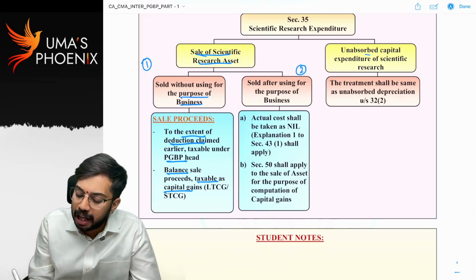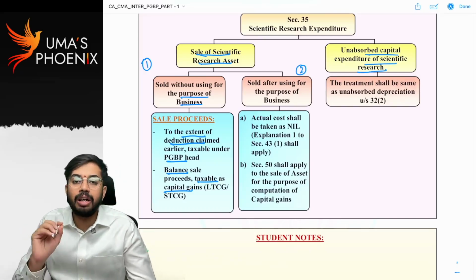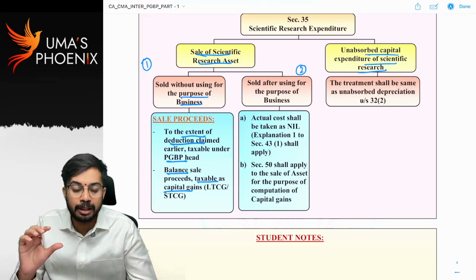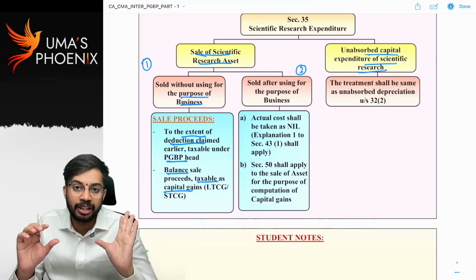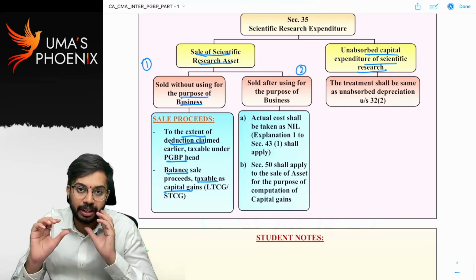Next, unabsorbed scientific research expenditure. So whatever the unabsorbed capital scientific research expenditure is there, that is allowed as deduction, just like unabsorbed depreciation. Okay.